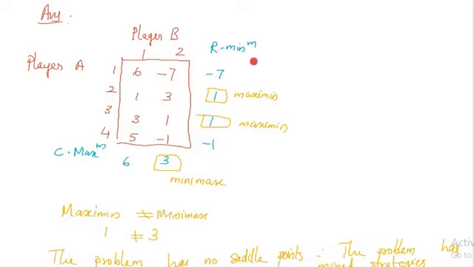Now calculate the row minimum and column maximum values. From the row minimum, calculate the maximum. From the column maximum, calculate the minimum. You can see that the maximin point is not equal to the minimax point. Maximin is 1, minimax is 3. They are not equal. That means the problem has no saddle point. The problem has mixed strategies. The game is an unstable game.